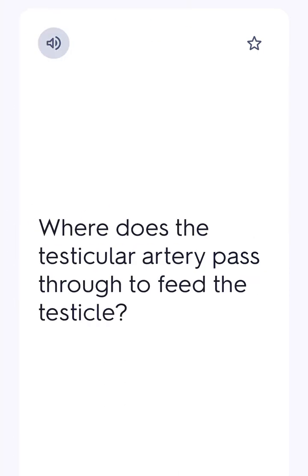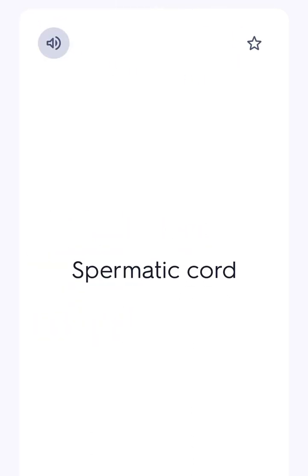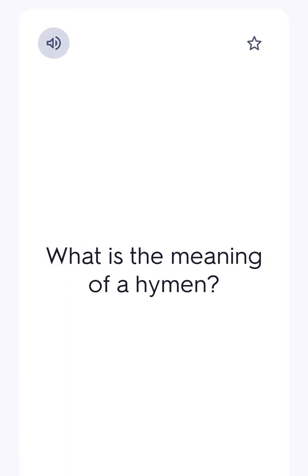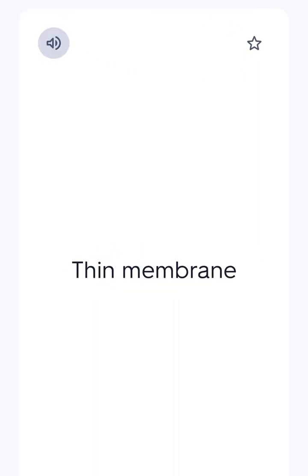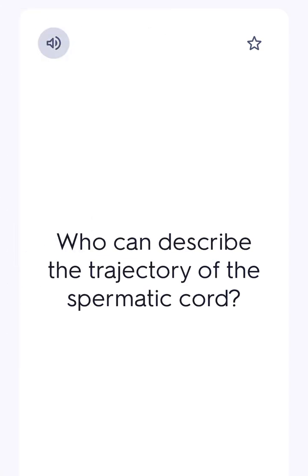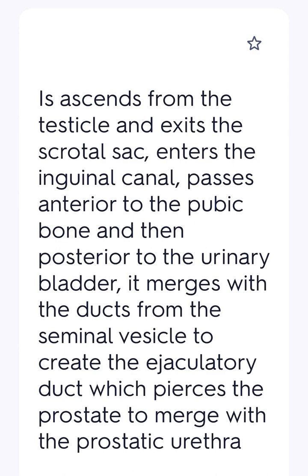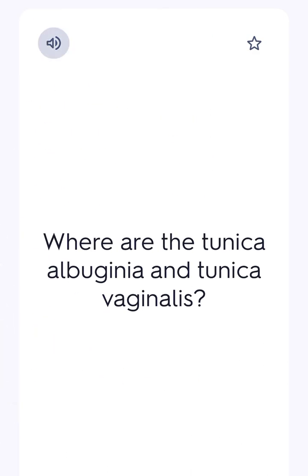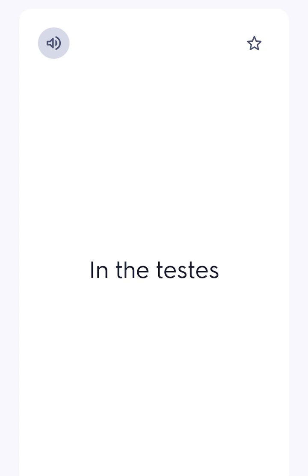Where does the testicular artery pass through to feed the testicle? Spermatic cord. What is the meaning of a hymen? Thin membrane. Who can describe the trajectory of the spermatic cord? Where are the tunica albuginea and tunica vaginalis? In the testes.